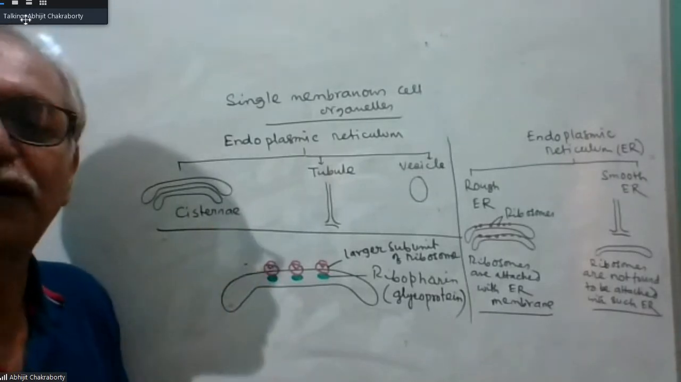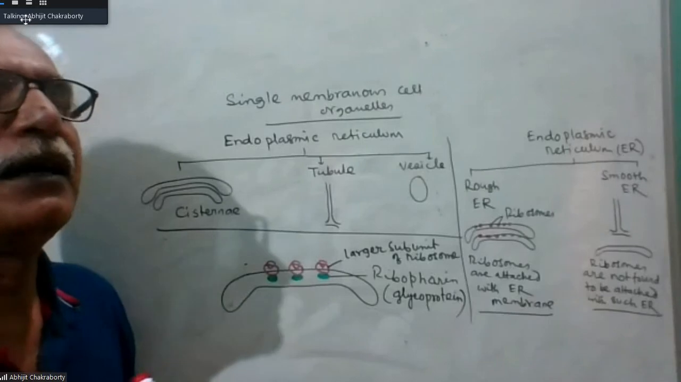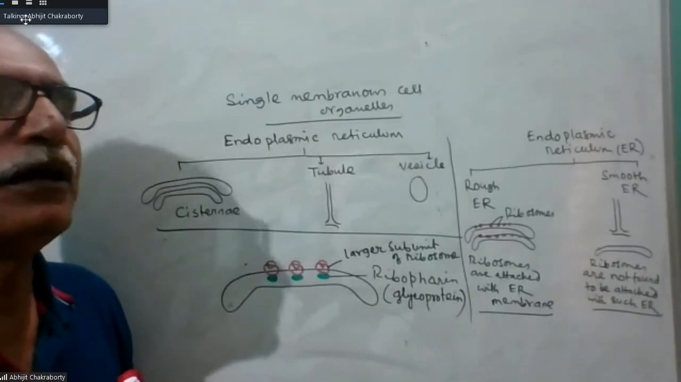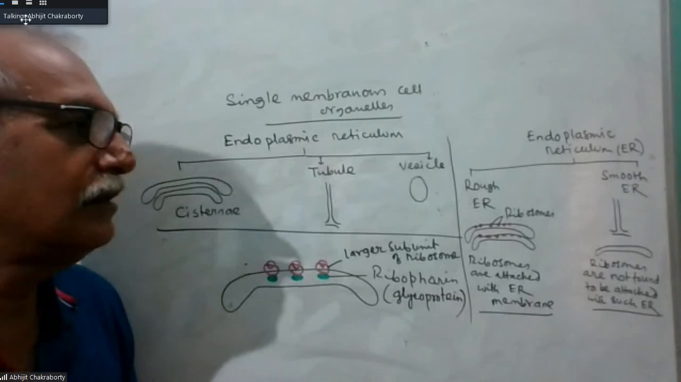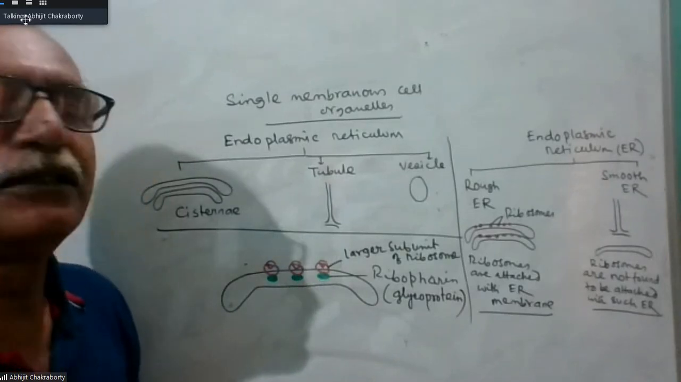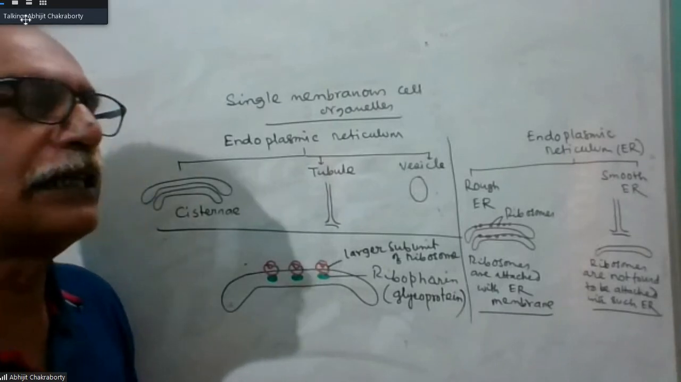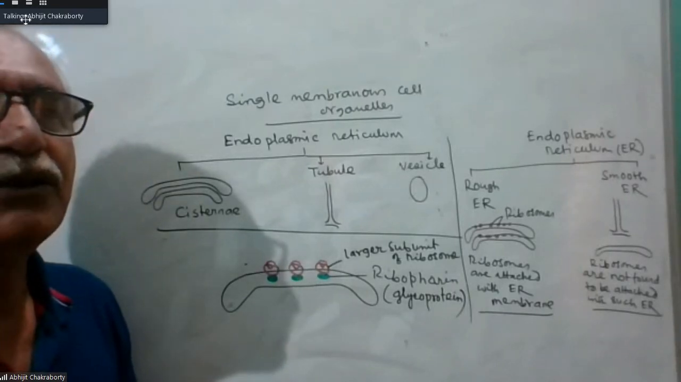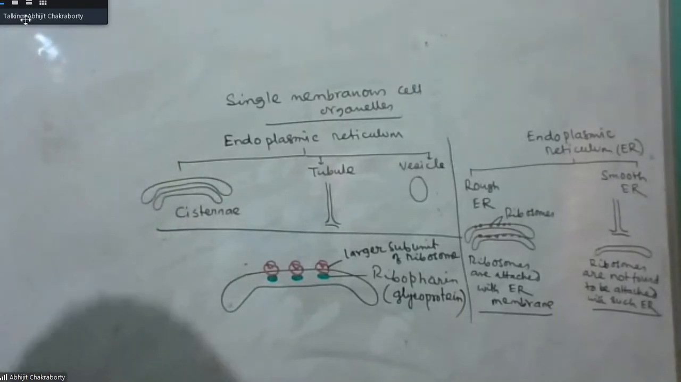Rough ER is concerned with protein synthesis. So rough ER is found abundant in the pancreas and liver, where maximum protein synthesis occurs. On the other hand, smooth ER is not concerned with protein synthesis, rather it is concerned with the synthesis of lipids and steroids. So you will get smooth ER mainly in the adipose tissue or adipocyte cell.